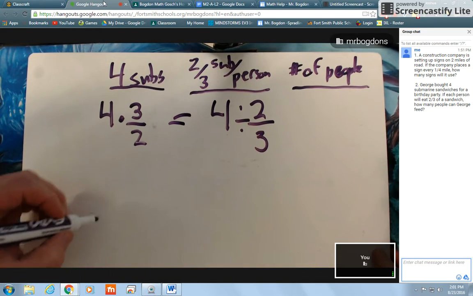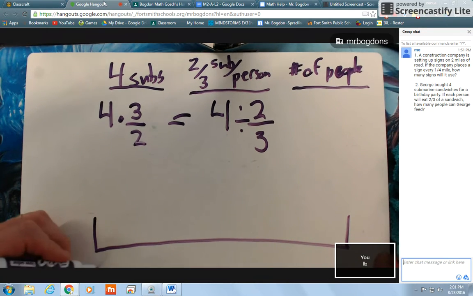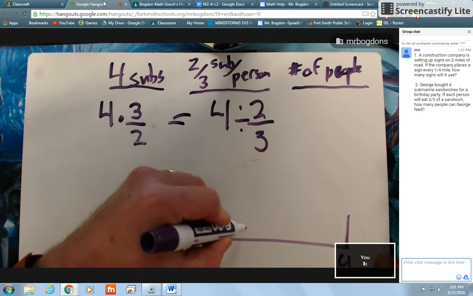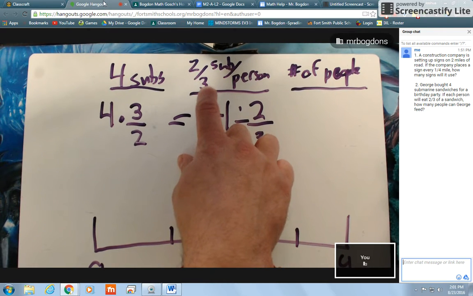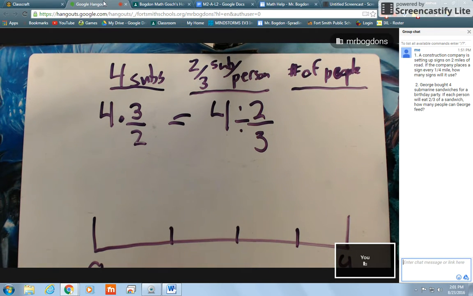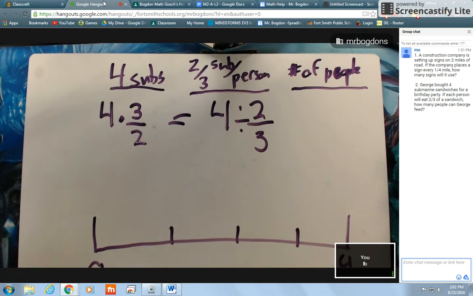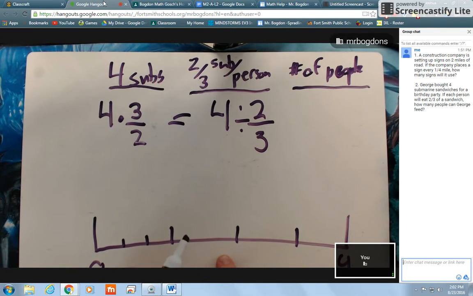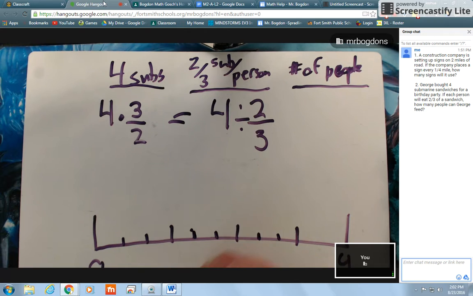Yeah. So again, I can draw a number line. How many subs did we have to share? 4. Okay, 0, 4. 1, 2, 3, 4 subs. Now look at the first sub. What size group do I need? Is each person getting a full sub? No. What size group does each person get? 2/3. So for the first sub, what size do I need? How am I partitioning? 3. Yes, because I need thirds. So the first sub was cut into thirds. The second sub is also going to be cut into thirds. The third sub is going to be cut into thirds. The fourth sub is going to be cut into thirds.